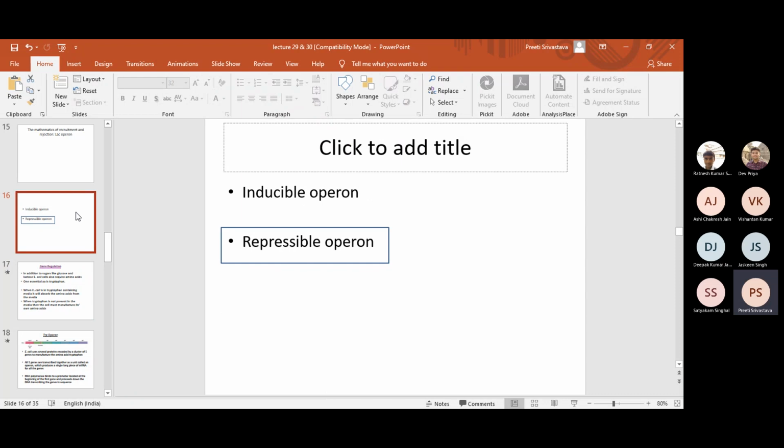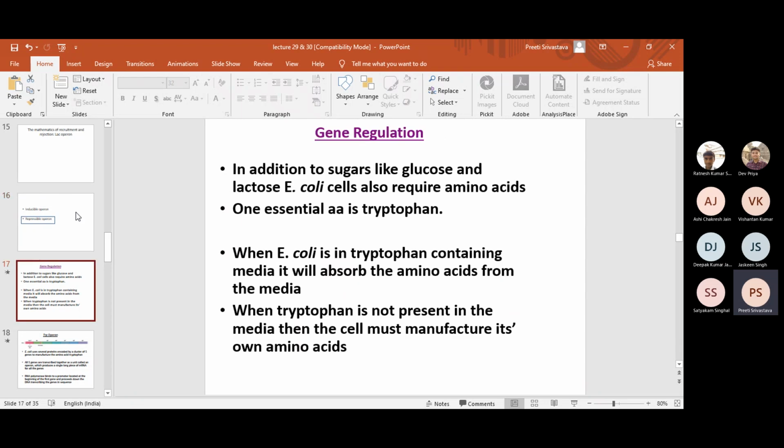Okay, so then the next operon is repressible operon. It's 9:35, Devpriya. I will stop at 9:50 and then we will resume discussion. Don't worry. So the next, yes, ma'am.